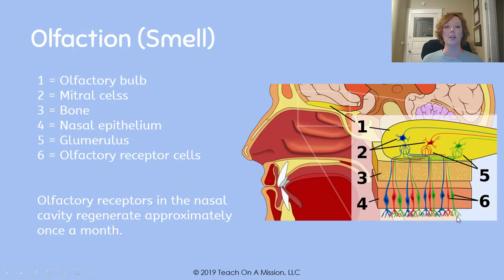So even though you don't need to know all of these terms, I do want you to understand where everything falls, where the difference in distance from the olfactory bulb to the receptor cells. Just take a look at this slide. Olfactory receptors in the nasal cavity regenerate approximately once a month. Do you have a hypothesis yet about why receptors in our chemical senses regenerate? If you do, jot it down.